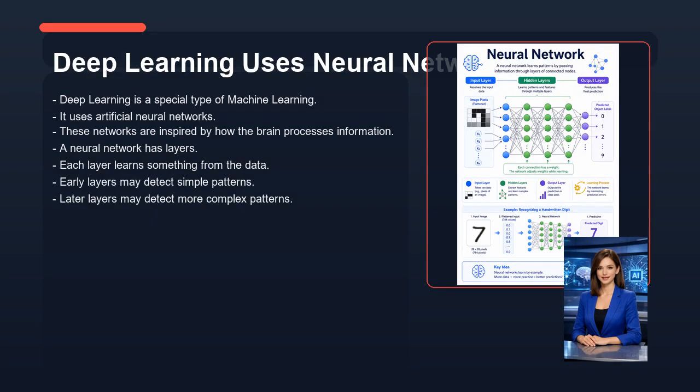Now let's look at how deep learning uses neural networks. Deep learning is a special type of machine learning. It uses artificial neural networks. These networks are inspired by how the brain processes information. A neural network has layers. Each layer learns something from the data. Early layers may detect simple patterns. Later layers may detect more complex patterns.